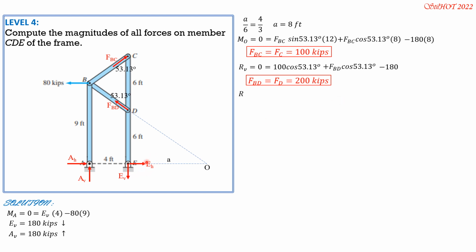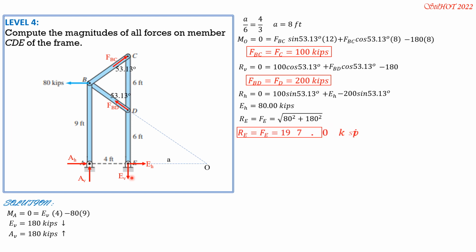Finally, let's solve for EH. Set the sum of horizontal forces equal to 0, and it is 100 sine of 53.13 degrees, plus EH, then minus 200 sine of 53.13, the horizontal component of FBD. So EH can now be solved. EH is 80 kips. Therefore, the magnitude of the force on E is the square root of 80 squared plus EV, which is 180 squared.